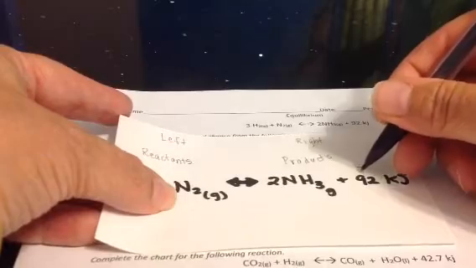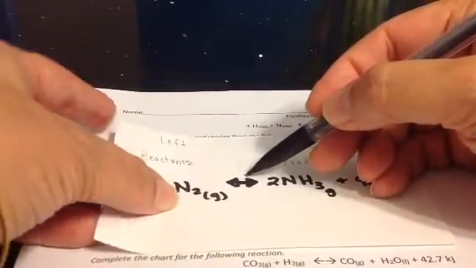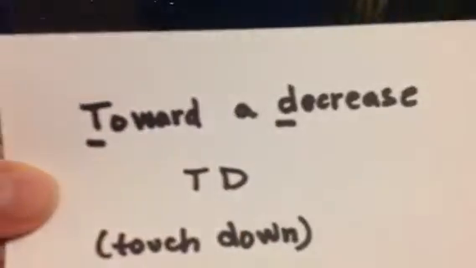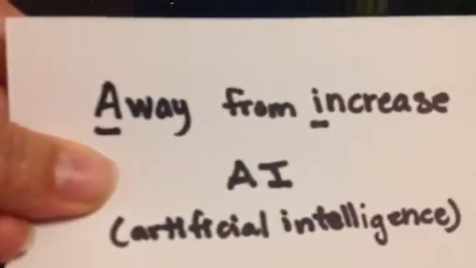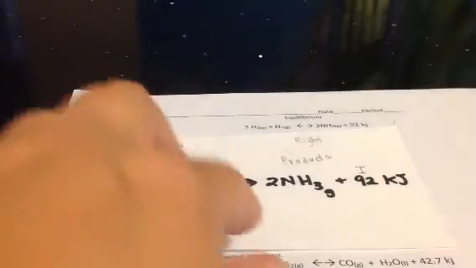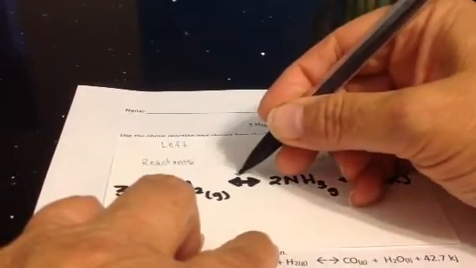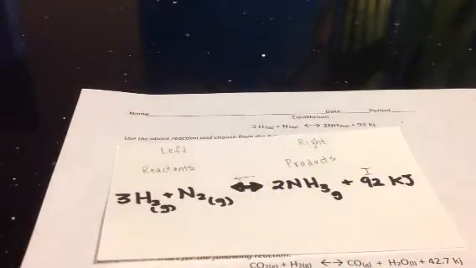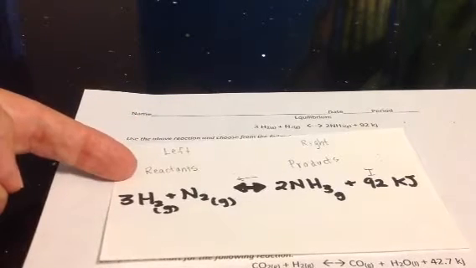I am going to say increasing. Then I'm going to go to the arrow, and I'm going to do what I told you. If it is a decrease, it would have been toward the arrow. If it's a decrease, toward. If it's an increase, away. So it says increase, so I'm going to draw an arrow away from an increase. That means this reaction is going to shift to the left in favor of the reactants.